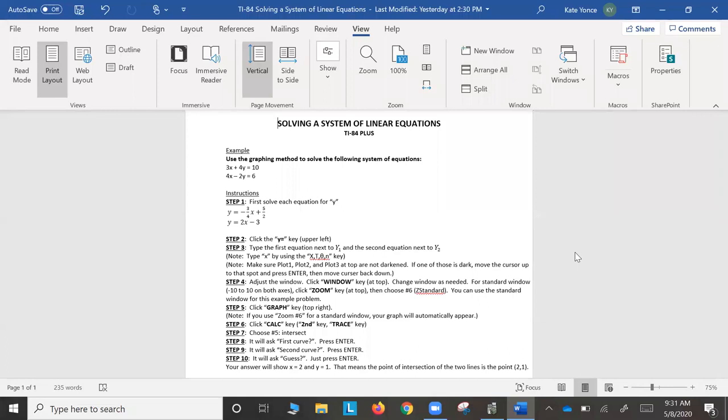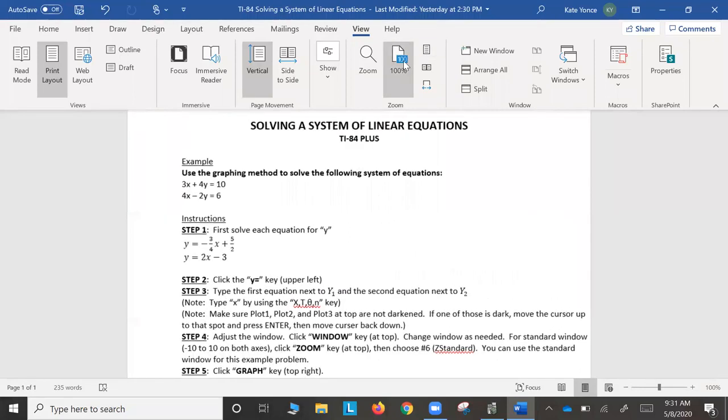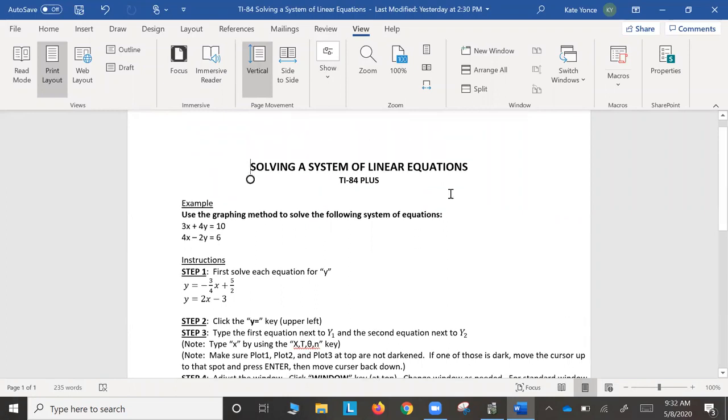You can pause your video and take a screenshot or a picture of this document, or it should also be accompanying the video separately. We will take the first examples here, and the first thing you need to do is solve each of those equations for y so that they will be in slope-intercept form.